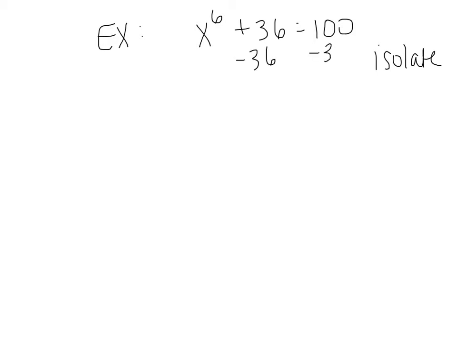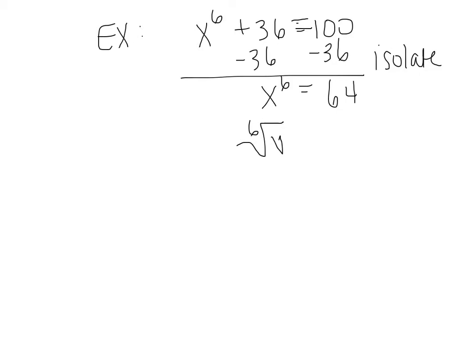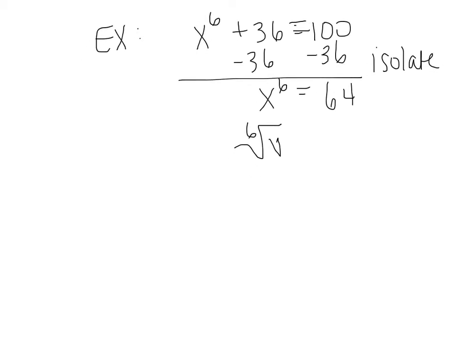Another solving example. This time it's going to be an even exponent. I have x to the 6th plus 36 equals 100. Again, step 1, we're going to isolate the x to the 6th by moving the 36. I get 64 is equal to x to the 6th. I'm going to take the 6th root this time. Since my exponent was 6, 6th root of both sides.